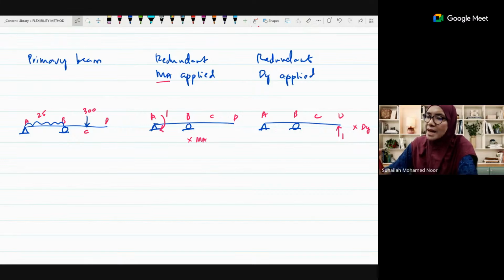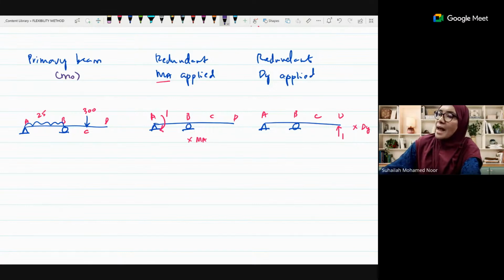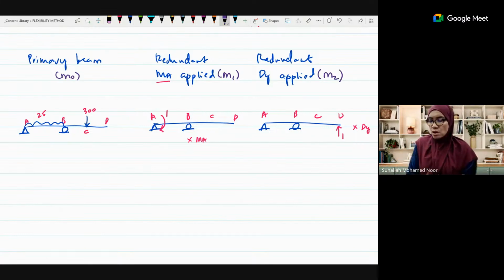And from this system we will get three moment equations. In the primary beam we will get M naught. In redundant MA applied, since this is redundant number 1, we will get M1. In redundant DY applied, since this is redundant number 2, so this will get M2. Nampak tak? Dia ikut flow je. M0, M1, M2. 0, 1, 2.